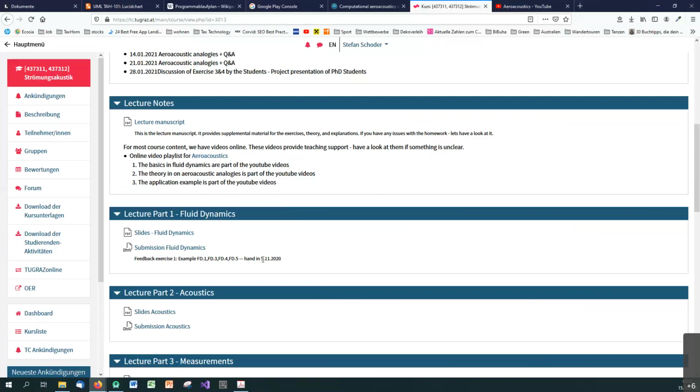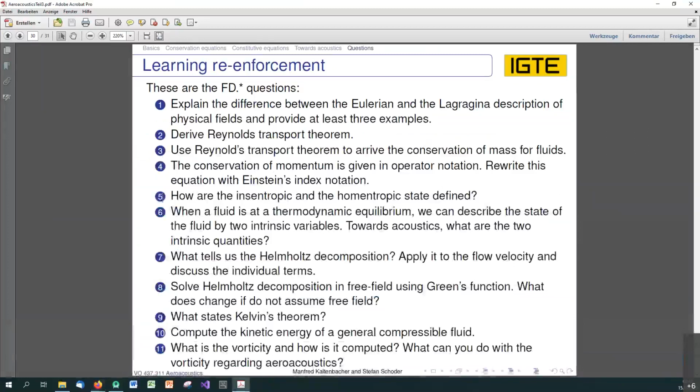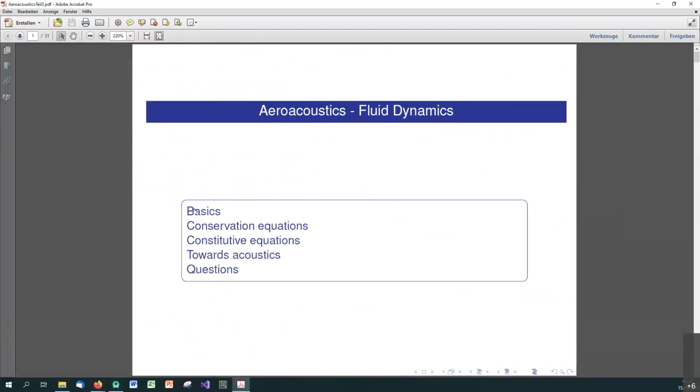Today I think we will cover questions 1, 3, and probably 4. Question Fluid Dynamics 5 will probably be covered next week. So that gives an impression of where we get to the questions. As said, we will start with the basics, then do the conservation equations, then constitutive equations, and then some outlook towards acoustics from a fluid dynamics perspective.